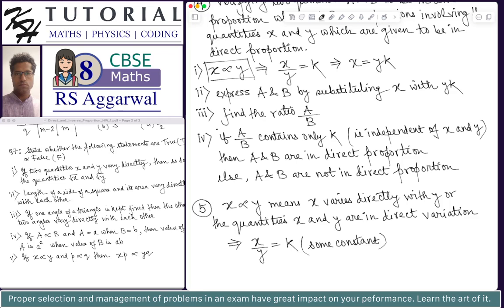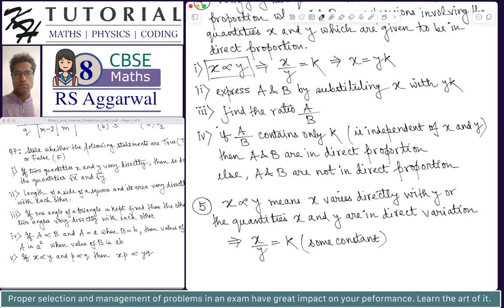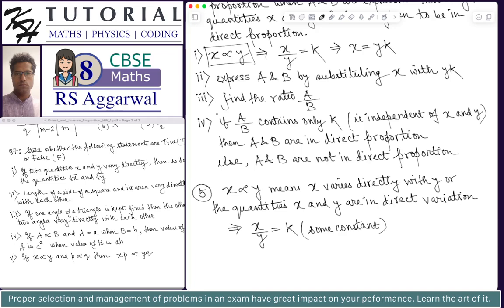Since both A and B are given in terms of small x and y, definitely A is some expression having x and y, and B is some expression having x and y. So we are simplifying A by substituting x with the value of YK, since we got X is equal to YK.